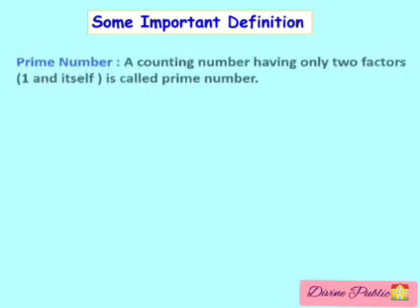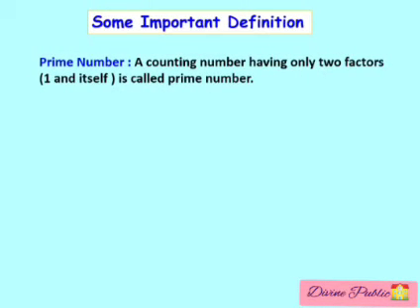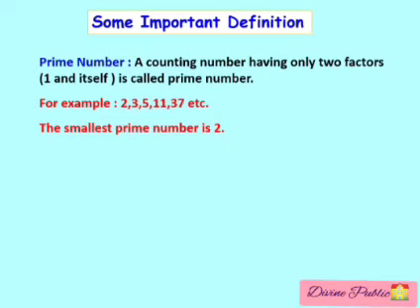Dear students, let us see some important definitions. First, prime number. A counting number having only two factors, 1 and itself, is called a prime number. For example, 2, 3, 5, 11, etc. The smallest prime number is 2.